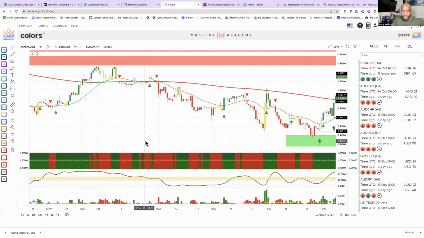Anybody tell me what color that triangle is? That's right, that's red. If you're colorblind, it's probably gray to you right now, okay? Yes, that is a red triangle. Anytime that we see a red triangle, it's telling us that it's setting up for a sell, okay? That's what we're looking for. So red equals sell for us in colors, all right? Anytime that we see a green triangle, it's setting up for a buy, all right?